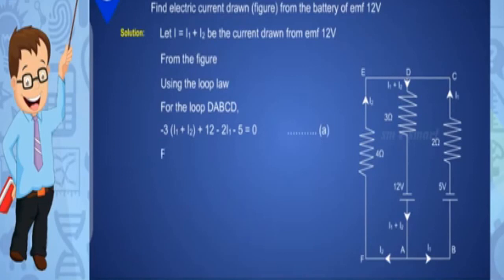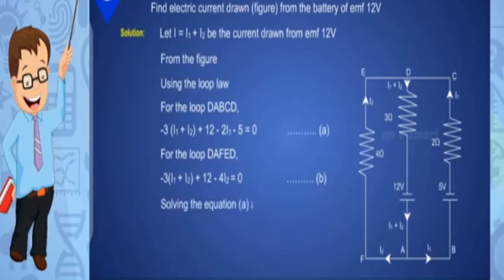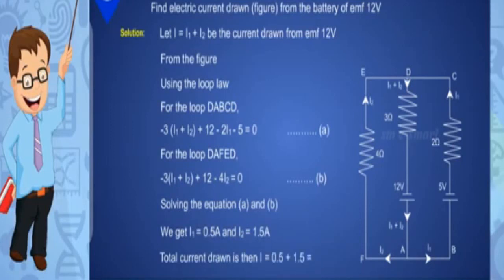For the loop DAFED: minus 3 into (I1 plus I2) plus 12 minus 4I2 equals 0. Let us denote it as B. Solving the equations A and B, we get I1 equals 0.5A and I2 equals 1.5A. Total current drawn is then I equals 0.5 plus 1.5 equals 2A.